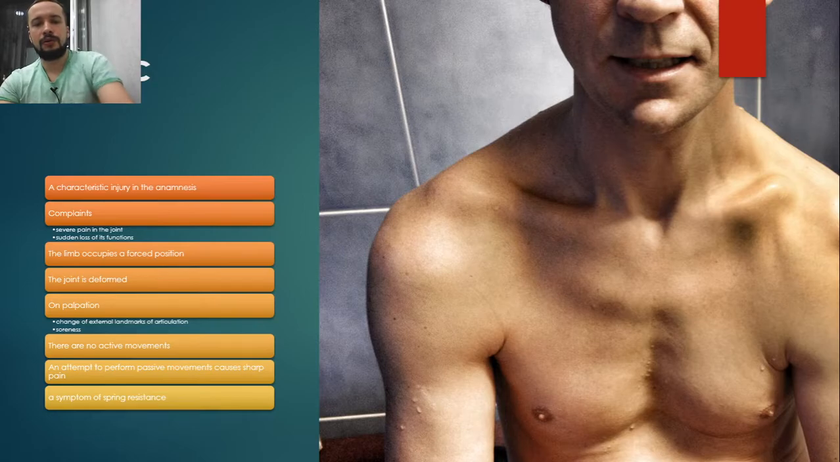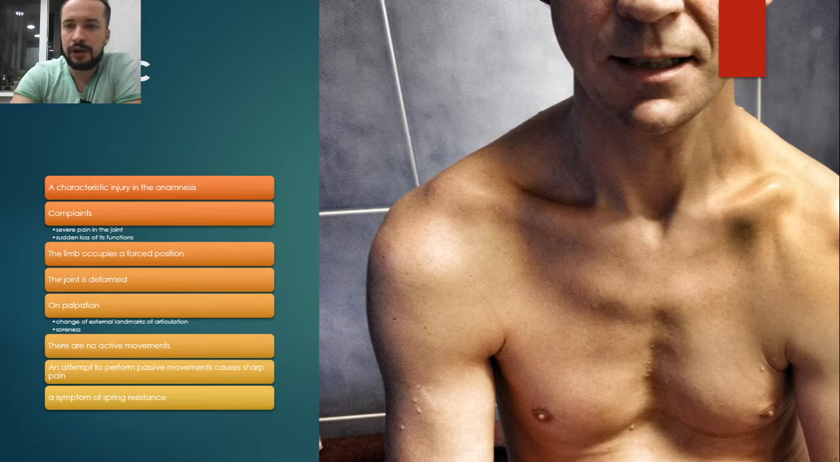Okay, now about the clinical characteristics. Trauma in the anamnesis. There you see in the picture a patient with a left clavicular dislocation. Characteristic trauma in the anamnesis. First of all, you try to ask the patient about his anamnesis, what happened to him, for example, and he will say that he had trauma.